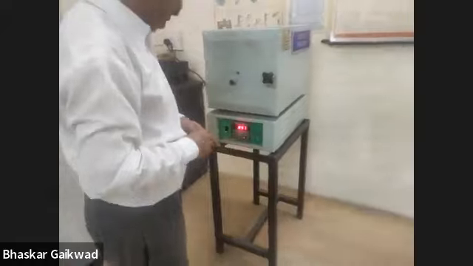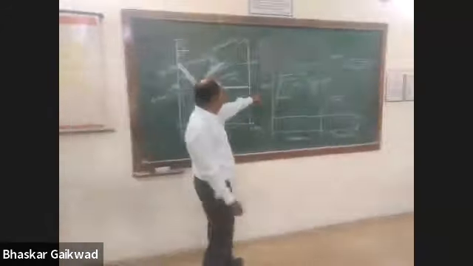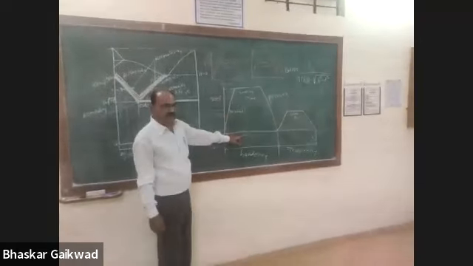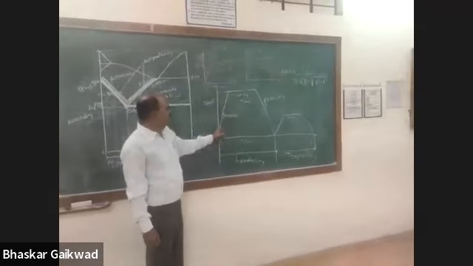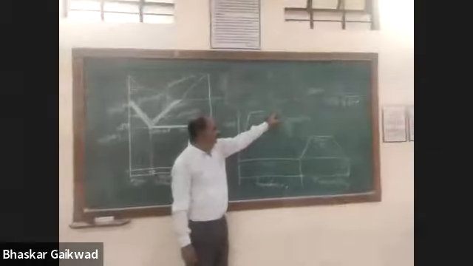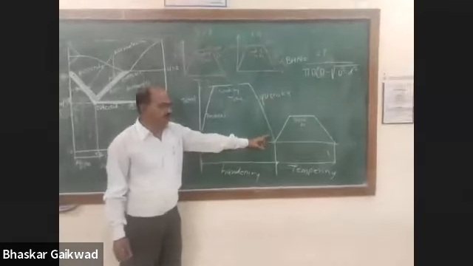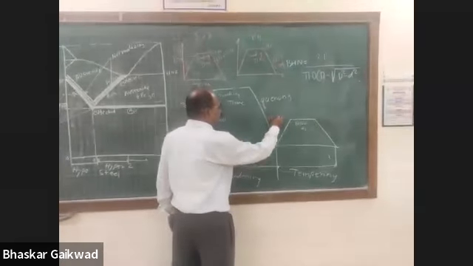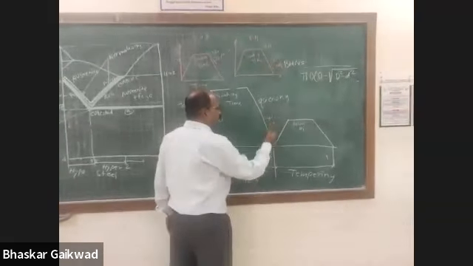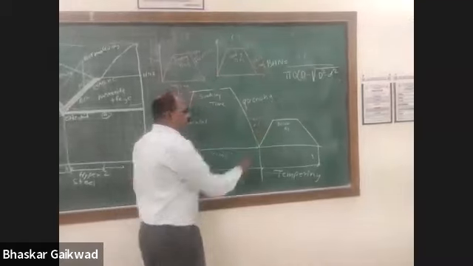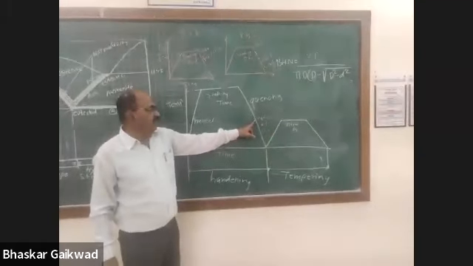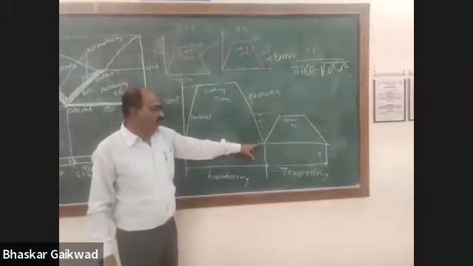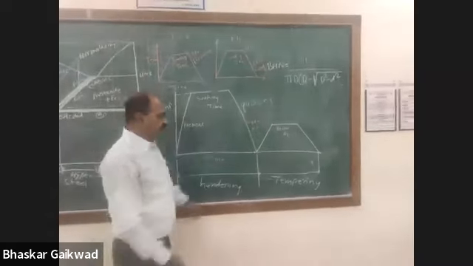But before this, see the hardening cycle here. Here temperature and time are there. You heat the workpiece, there is soaking time, then quench. Here the quenching media is water, oil, air. Like this, quenching media are there. Water, oil, air. After this, you will get the required hardness.